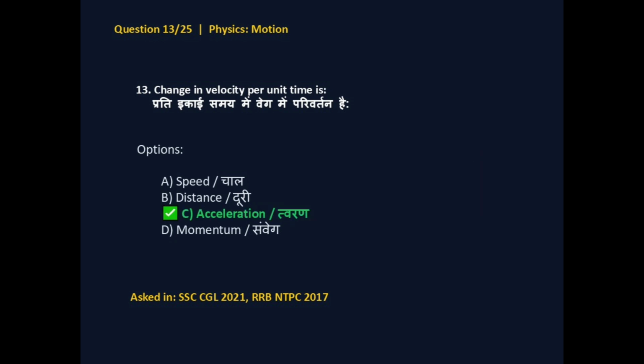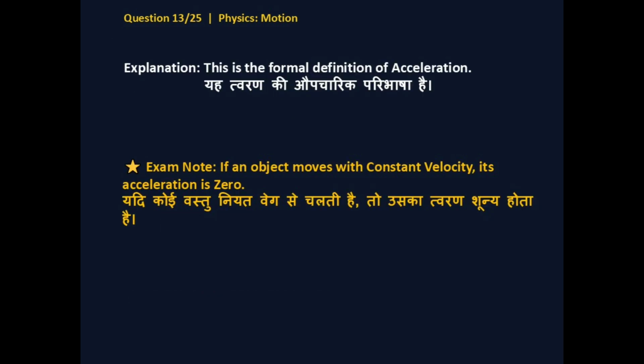Correct option is option C, acceleration, because this is the formal definition of acceleration. So here comes an exam note. If an object moves with constant velocity, its acceleration is 0.